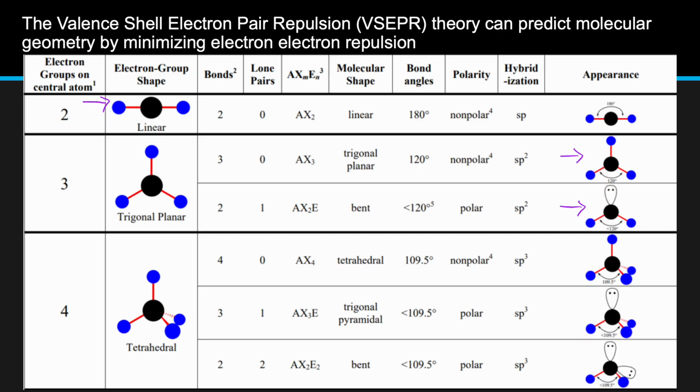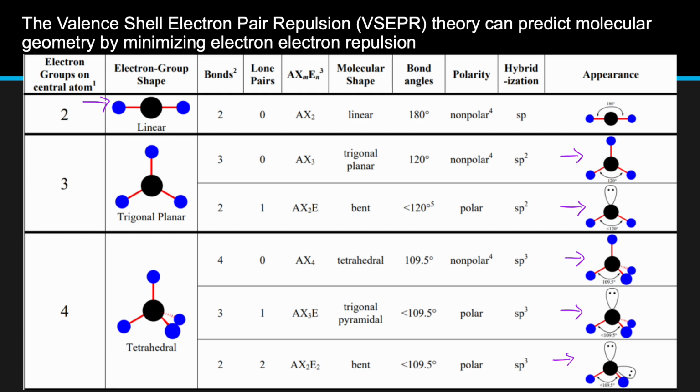Then we get to 4 bonding sites. That can either mean we have a central atom with 4 terminal atoms, or we can have a central atom with 3 terminal atoms and 1 lone pair, or we can have a central atom with 2 terminal atoms and 2 lone pairs. So you see how all of those have 4 bonding sites? It just looks different in terms of whether those bonding sites are lone pairs or atoms.